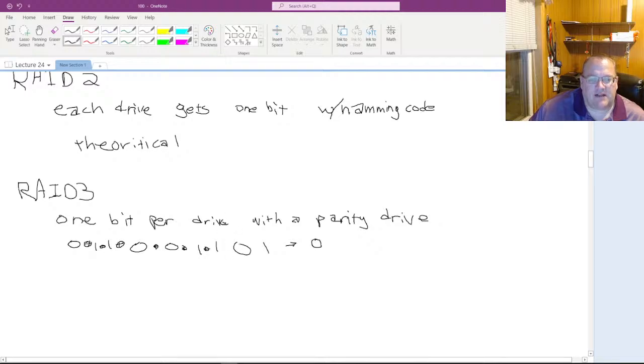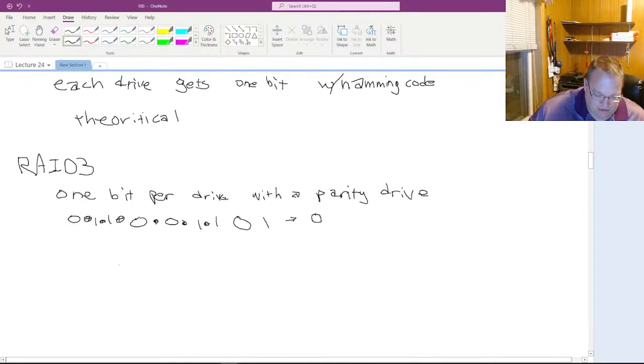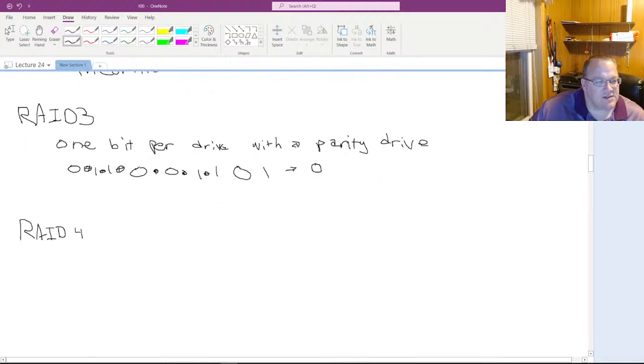And the computer can do that, the XOR, pretty quick, which is awesome. Okay, so that's RAID 3, and that's real. They do use it. So then the next one is RAID 4. Again, man, their naming is so awesome with this. Just goes right in sequence. This one is also theoretical.